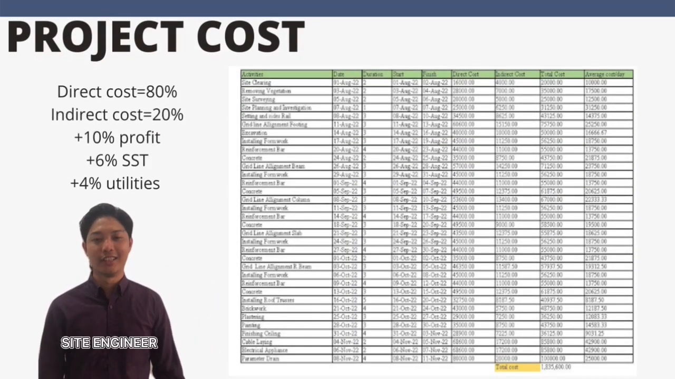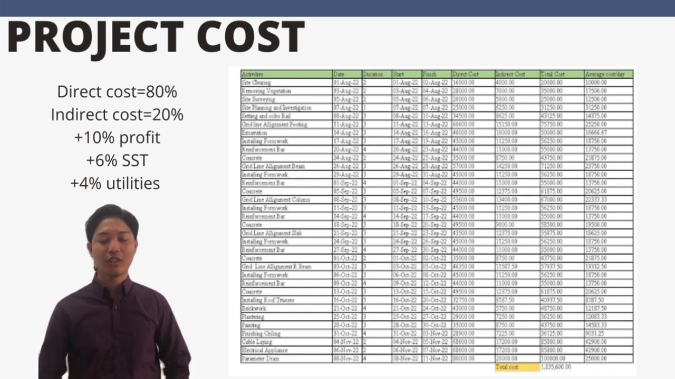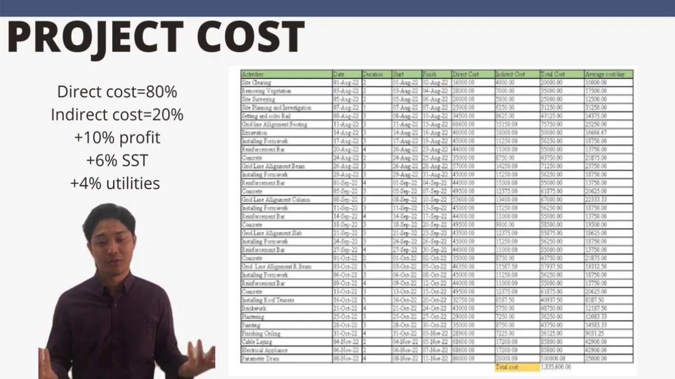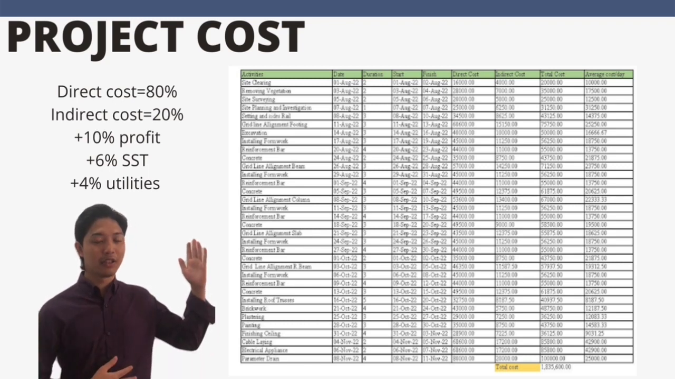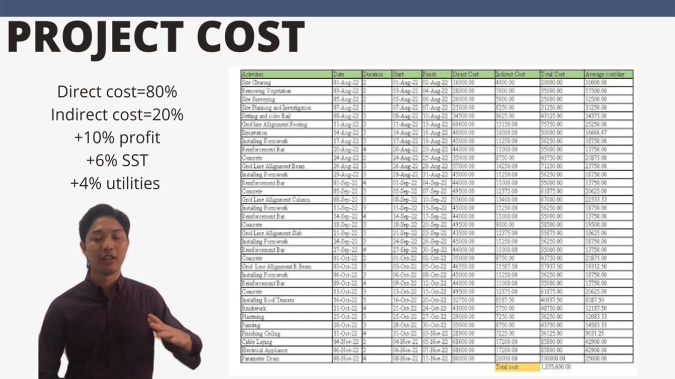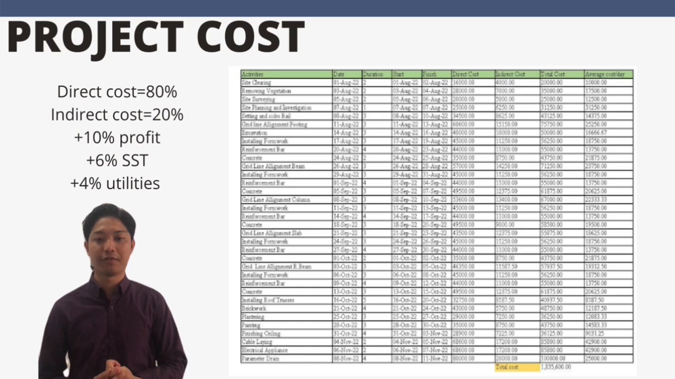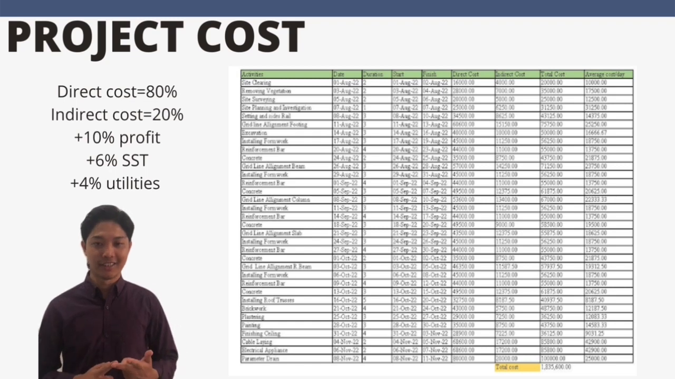As you can see on the table, this is the total cost of the whole project. So the total cost for the project is 1,835,600 Malaysian ringgit. So I think it is cheap, right? For direct cost, it comes from 80%, which is from the labor and machineries, while another 20% of indirect cost comes from 10% of profit, 6% of SST, and another 4% of utilities and machineries.